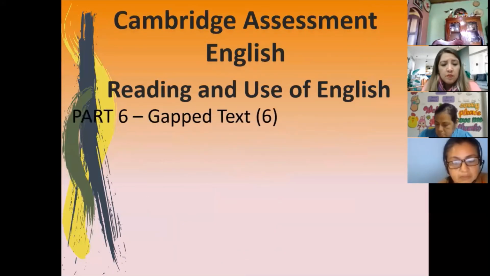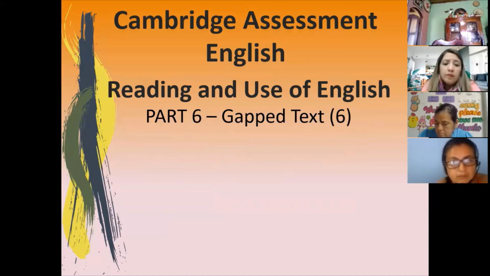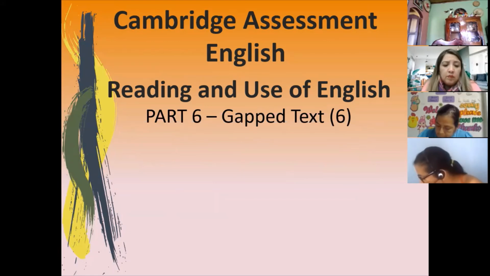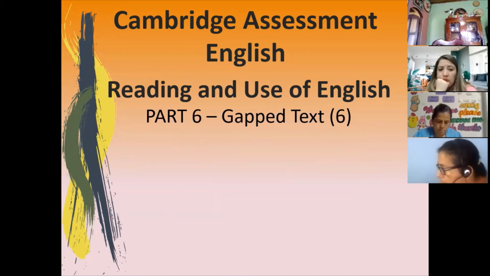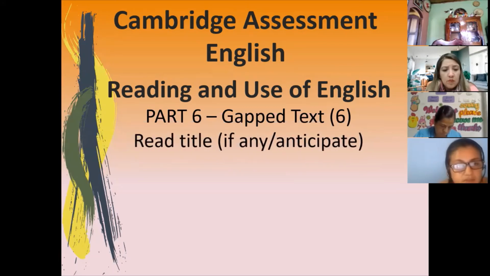meaning. Part 6 is what we call a gapped text, which is similar to the exercises we did in parts 1 and 2. What you will have is probably a complete article, and in each of the paragraphs, or in some of the paragraphs, they will have removed a sentence. What you need to do is put the sentence back in the correct place. So this is part 6, which is called gapped text.